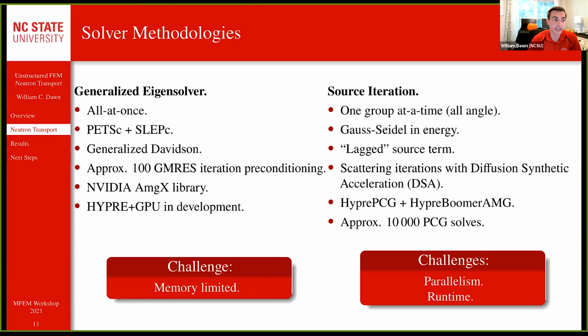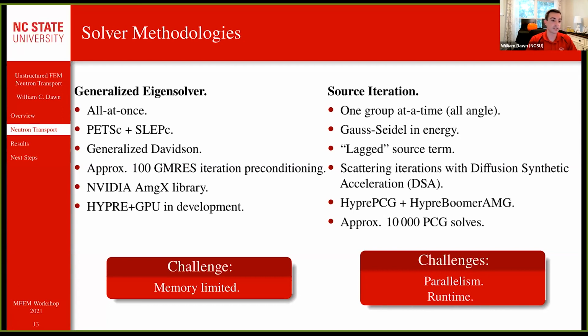First is the generalized eigensolver. This is what we would categorize as an all-at-once method, where we build everything, put it in these enormous matrices, pass to SLEPc, and wait for an eigenvalue to come back. In our work, we like the generalized Davidson algorithm. Works pretty well. There's other work that shows why it's good for transport problems. We're using GMRES as a preconditioner, and right now it's hooked up to the AMGX library to run on GPUs. We're working on hooking it up to other libraries for GPUs, but right now we've been getting good results with AMGX.